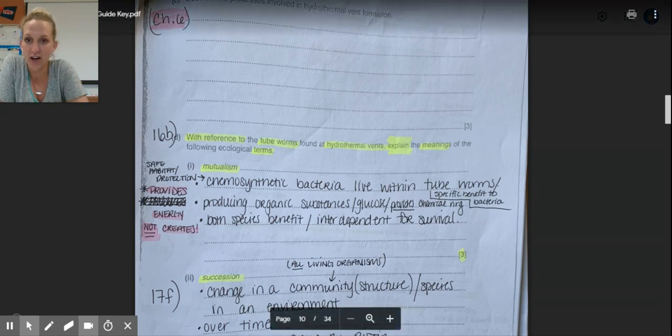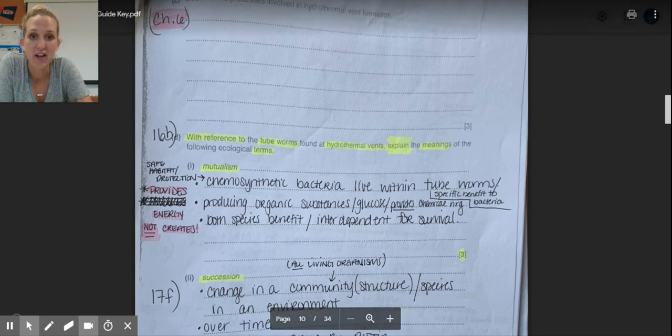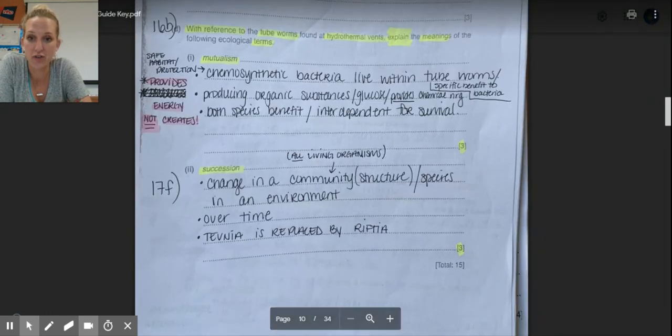So you could say that the bacteria are getting protection from living in the tube worms. Or you could say a specific benefit to the bacteria, that they're able to have a habitat. And then what do the tube worms do? What does the chemosynthetic bacteria do once it's inside of there? It's going to produce organic substances or glucose, or provide chemical energy for the tube worm. Both species benefit. They are dependent on each other for survival.